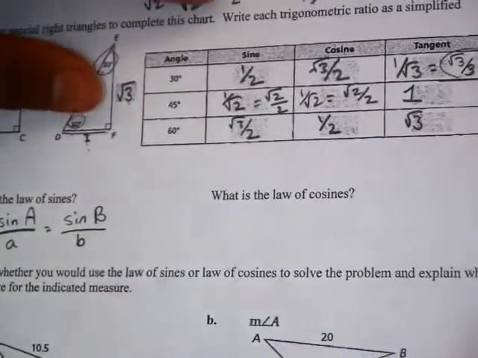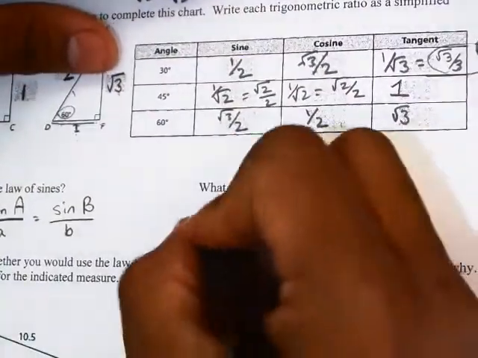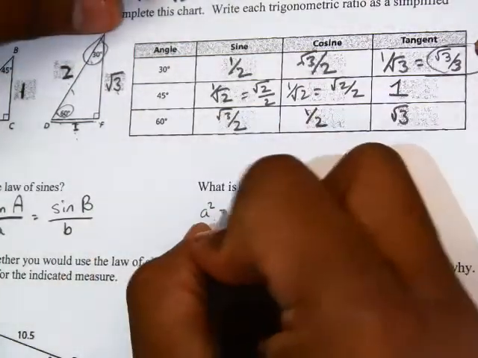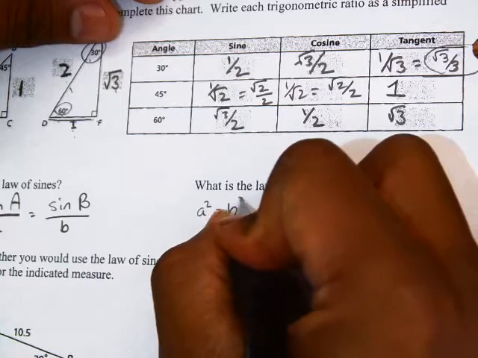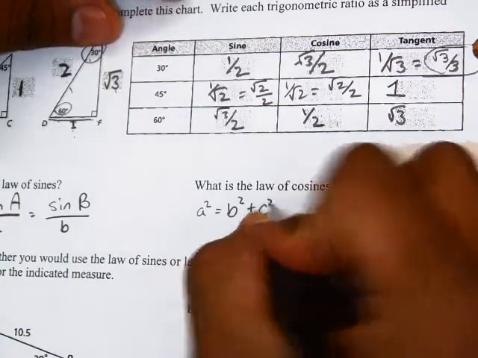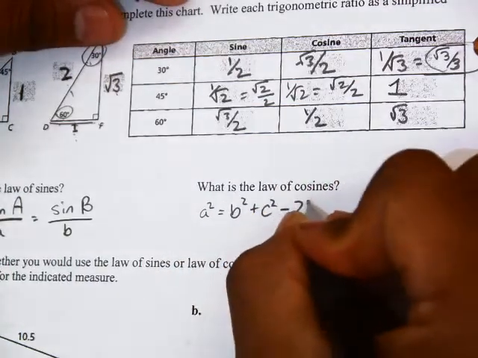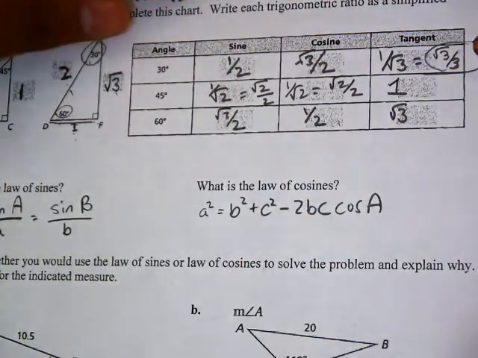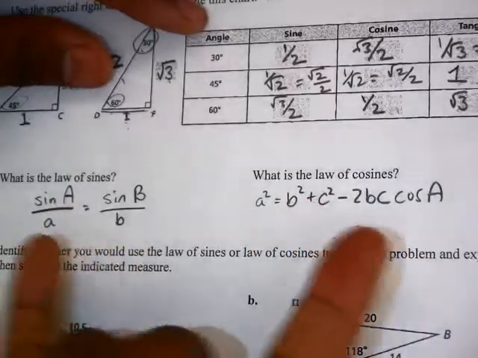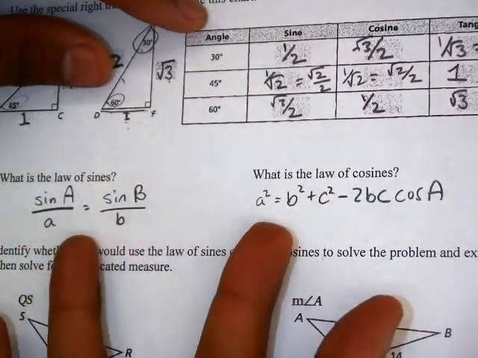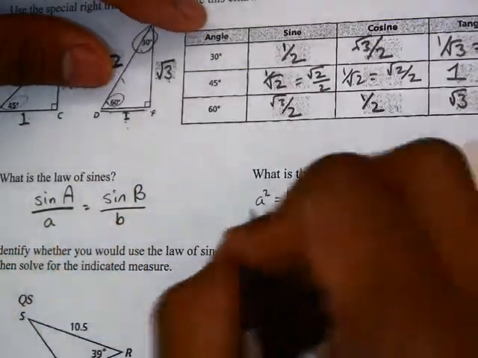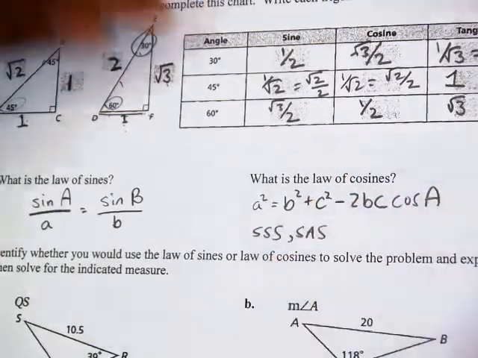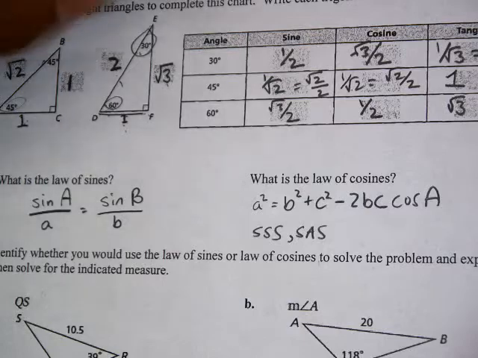The law of cosines says that if you have the side that's opposite of an angle, so lowercase a, that's equal to the other two sides, b squared and c squared, minus 2 times b times c, and then cosine of that original angle. So we use these for sides and angles that aren't in a right triangle, so that we can solve for them. We use the law of cosines when it's SSS or SAS. In all other cases, we use the law of sines.